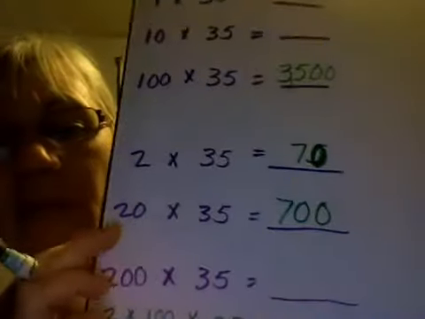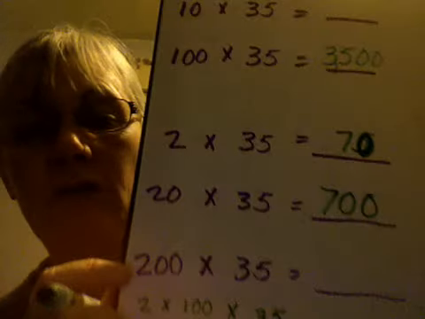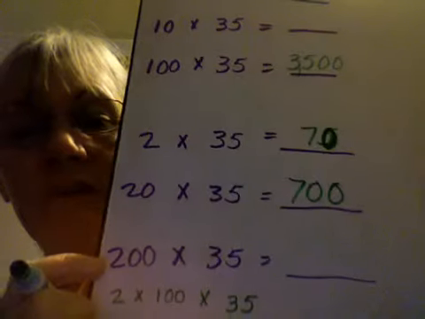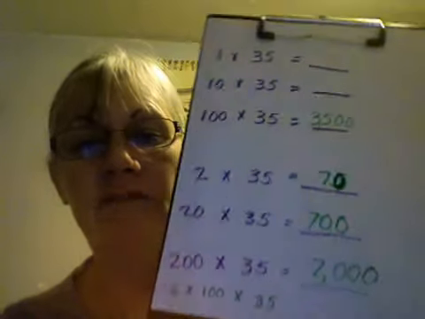Now we have 700. And once again, when we're working with the hundreds, 200 groups of 35, now we'll be moving into the thousands column. And your answer, your result, grows every time, sort of like this.